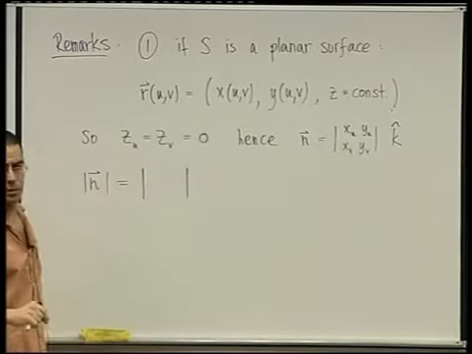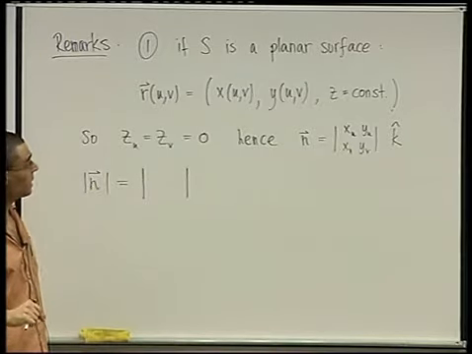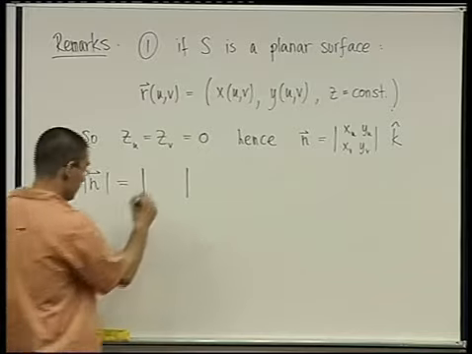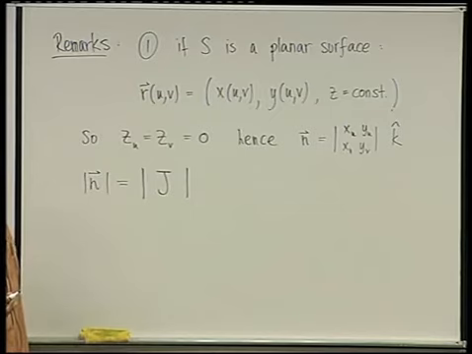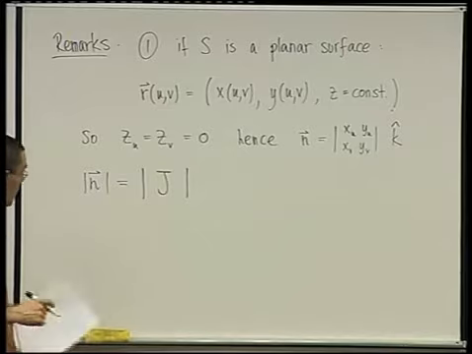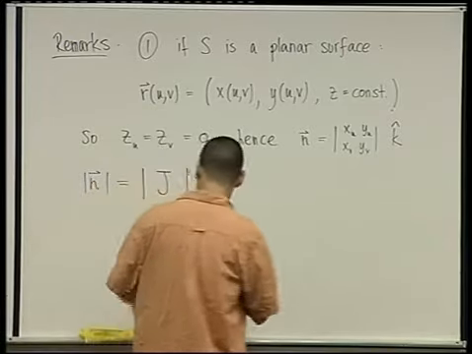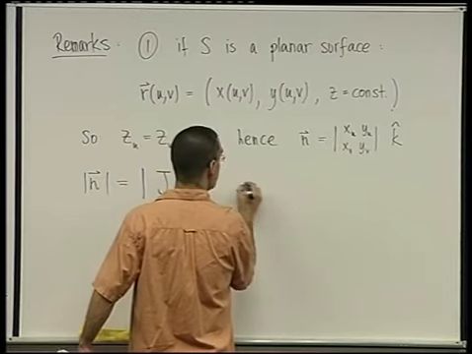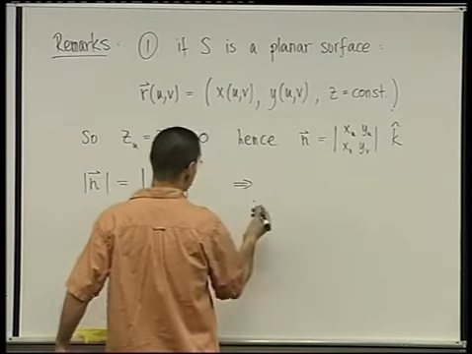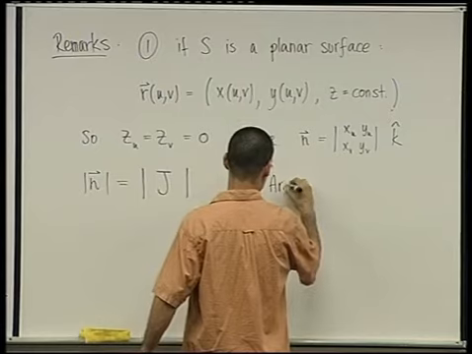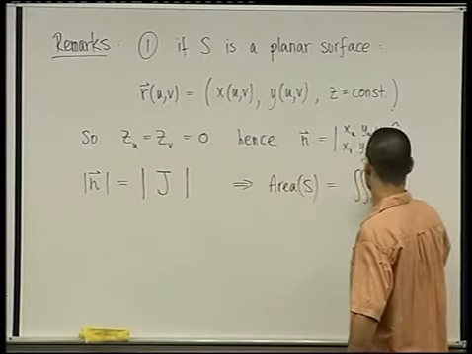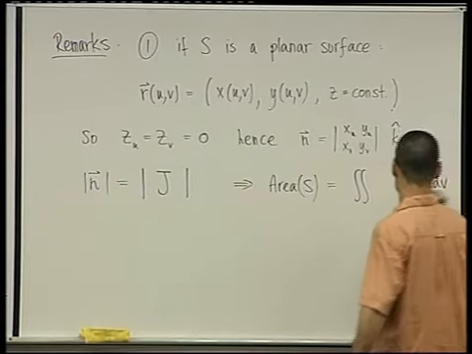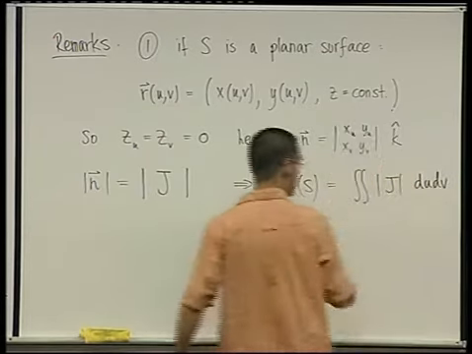And what is that little determinant? Do you recognize it? It has a name. Right? It's precisely the Jacobian. Do you agree? Okay. So what just happened here? This implies that the area of the surface is the double integral du dv of the Jacobian over the domain.